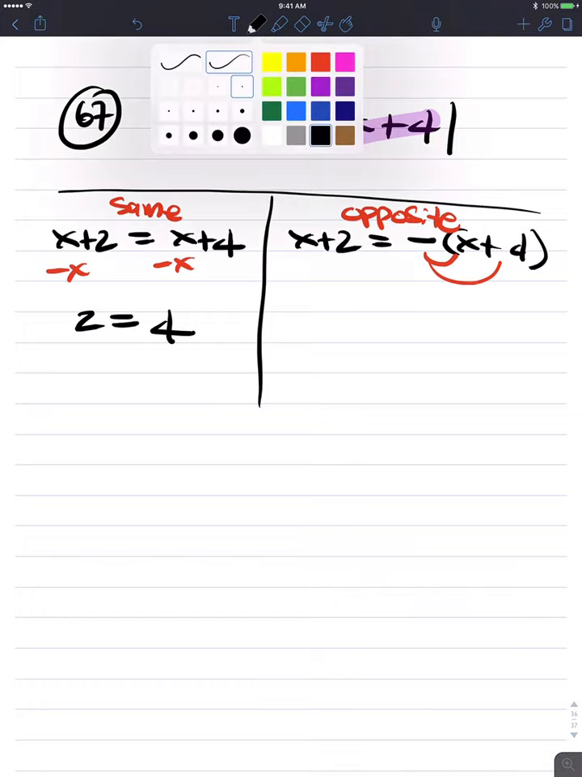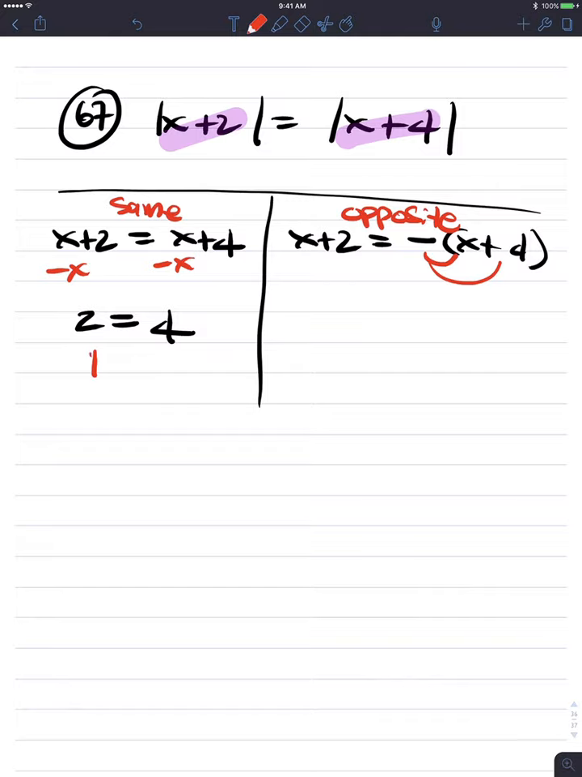This is a false statement. This never happens, or I should say is not true. False statement. 2 is not the same as 4. This contributes nothing to my solution.